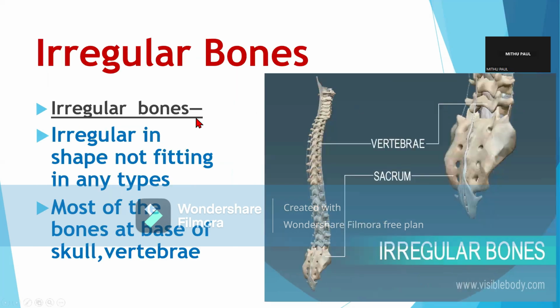Now, irregular bones. As I have said, all the previous criteria of being a long bone, short bone, or flat bone are not met by these bones, that is the vertebra. So they are irregular in architecture, not matching any particular type. These are the irregular bones, such as the bones forming the base of the skull, vertebra, hip bone, like that.